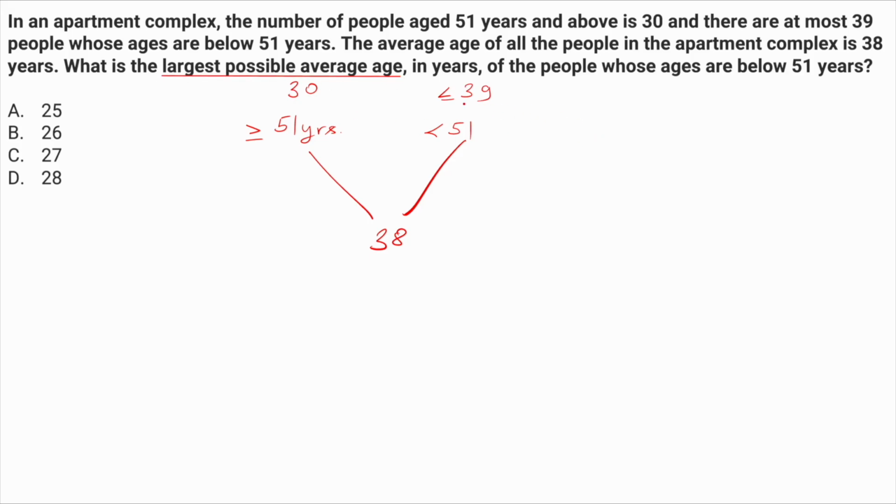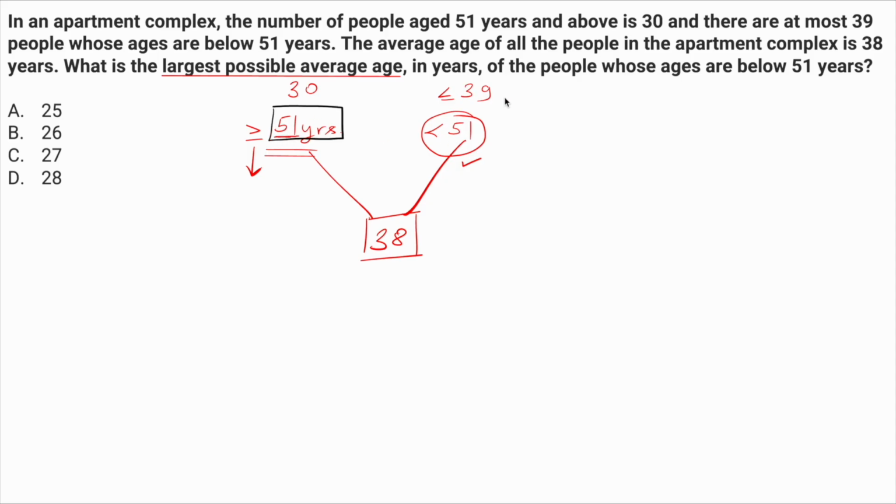What can be the largest possible average age of people in the second group, that is, the less than 51 years age group? So first things first, if the average is 38 and that is fixed, and I want to maximize the average of this particular group, then the average of the first group has to be as low as possible. Only then I'll be able to maximize the average of the second group. The first group has average age greater than or equal to 51 years. We have to minimize this, so the minimum it can take is 51 years.